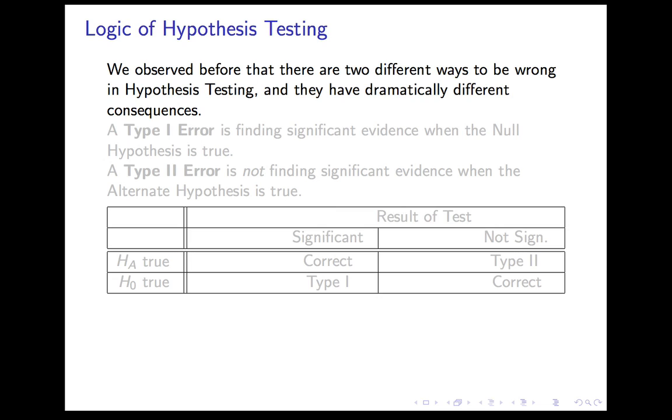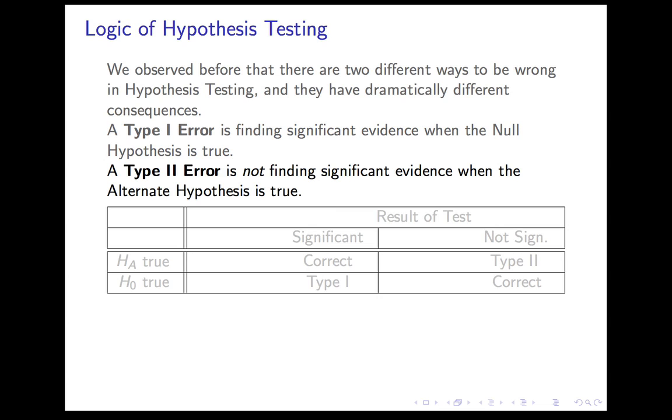So remember, when we first talked about hypothesis testing, we observed that there are two different ways to be wrong, and they tend to have dramatically different consequences. They don't have very dramatic names, unfortunately. Their names are type 1 error and type 2 error. A type 1 error is finding significant evidence when the null hypothesis is true. Remember, you're finding significant evidence for the alternate hypothesis, so you are effectively believing the alternate hypothesis when it's false.